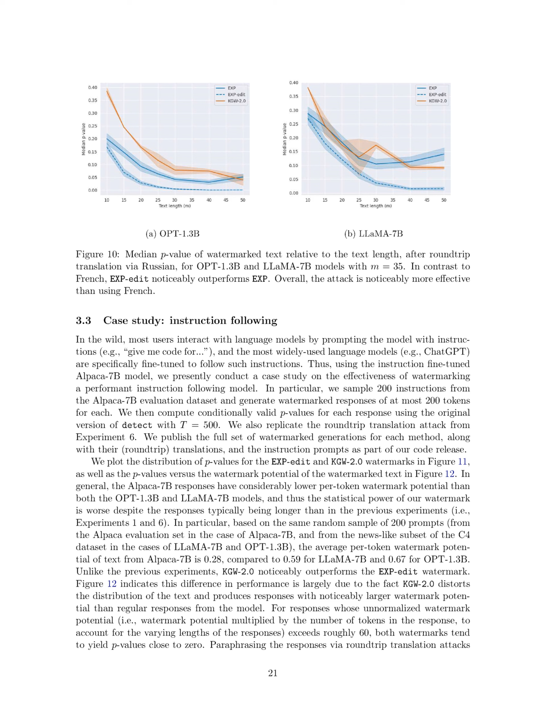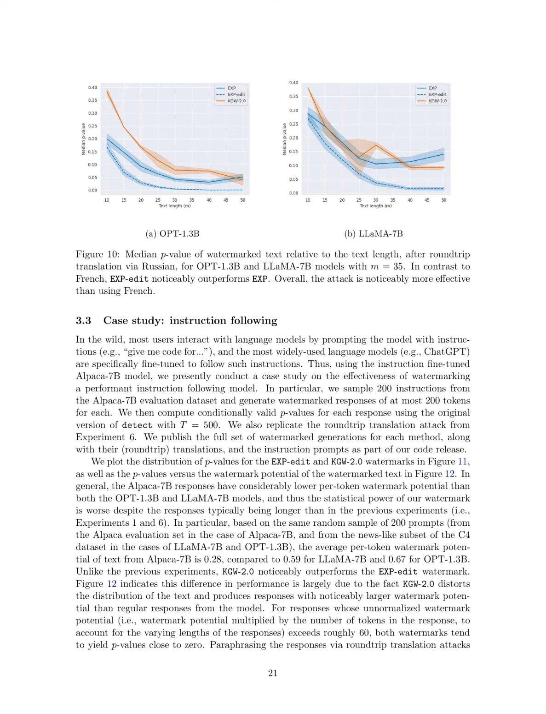In general, the Alpaca 7B responses have a significantly lower per-token watermark potential than both the OPT 1.3B and Llama 7B models. This means that our watermark's statistical power is weaker, even though the responses are usually longer than in previous experiments. Specifically, based on a random sample of 200 prompts, the average per-token watermark potential of text from Alpaca 7B is 0.28, compared to 0.59 for Llama 7B and 0.67 for OPT 1.3B.